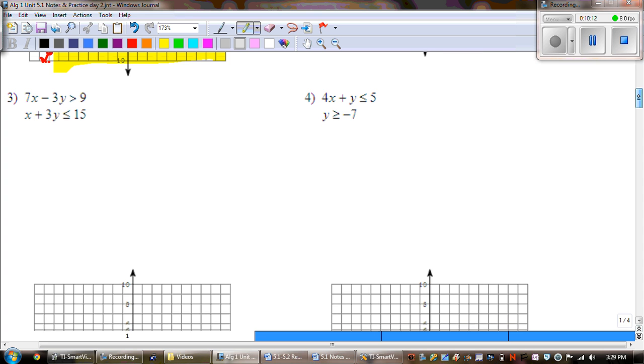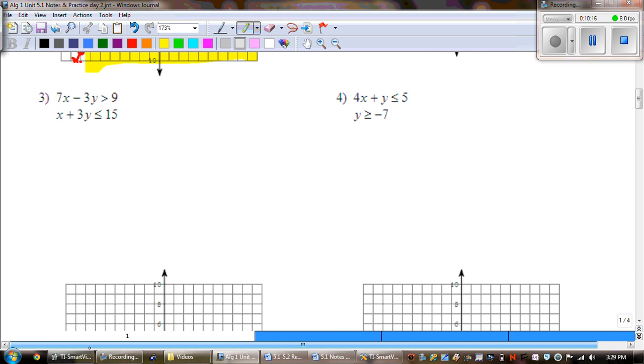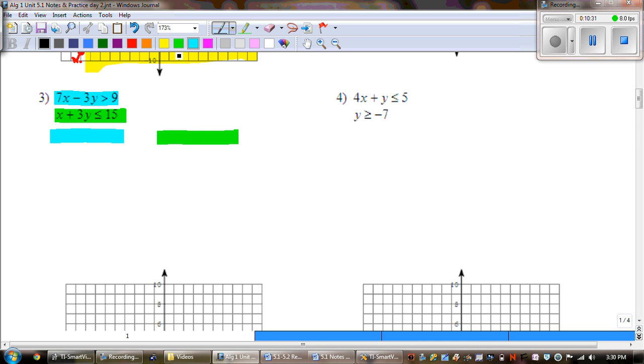Ugh, number 3. What's wrong with number 3? Yeah, they're not in y equals. The y is not by itself. So what that means is we're going to have to solve for each one of those. So we have 7x minus 3y is greater than 9, and x plus 3y is less than or equal to 15.